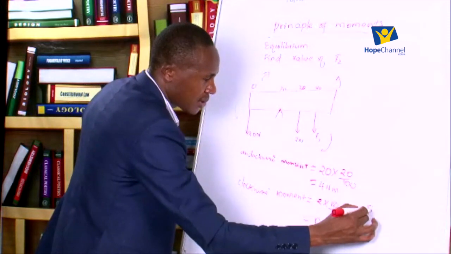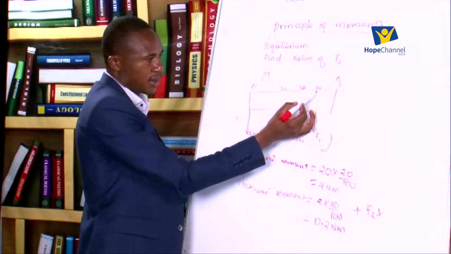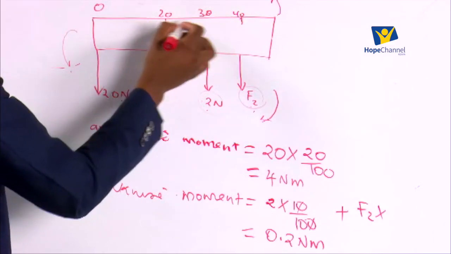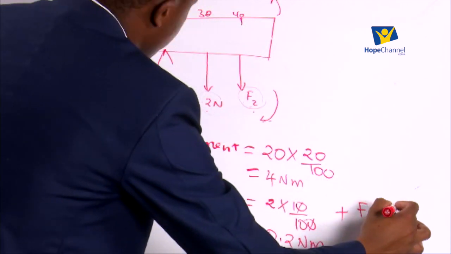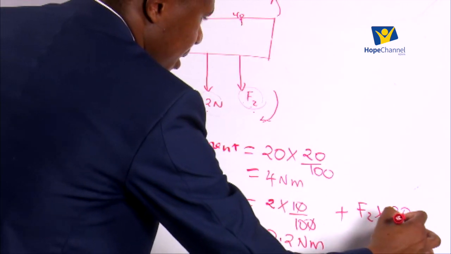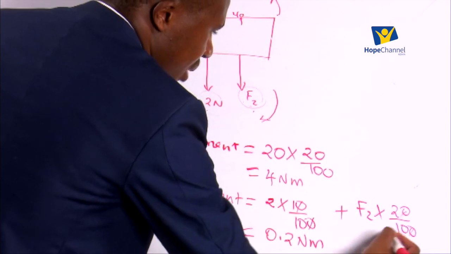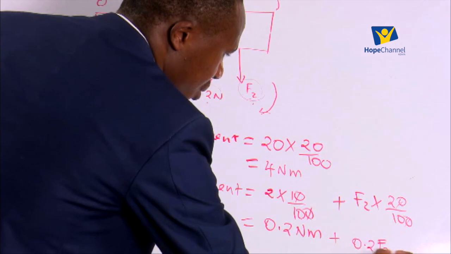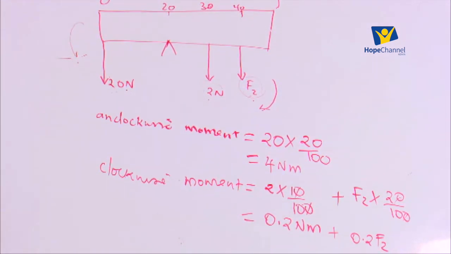Then in addition, we have plus the moment due to force 2. We have F2 times the distance from the point of support. The point of application of that force is 40, from 20 to 40, which is equal to 40 minus 20. It is 20. 20 divided by 100. This gives us plus 0.2 F2. Now we want to find the value of F2.